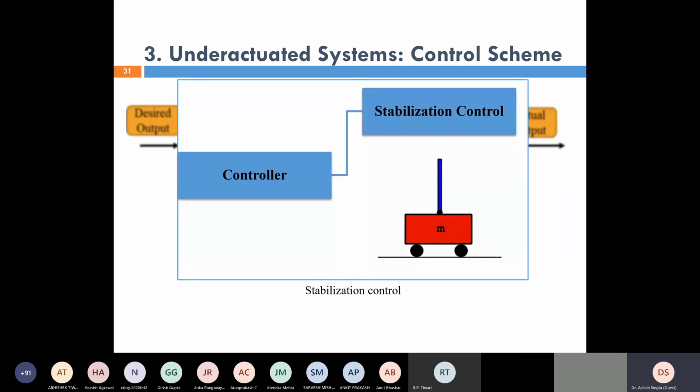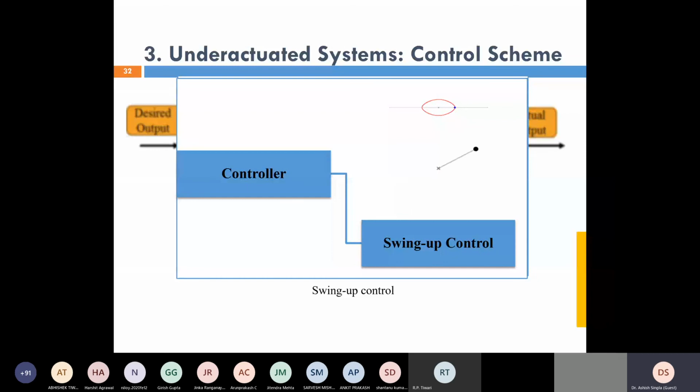This underactuated system comes under the category of 2 problems. The stabilization problem, where we want to stabilize the pendulum at the topmost position, and the swing up control, where we want to raise the pendulum from the lower equilibrium point to the upper equilibrium point.